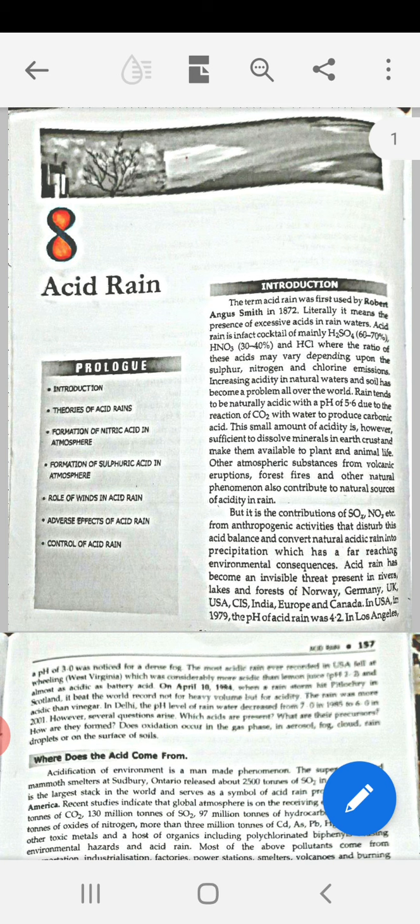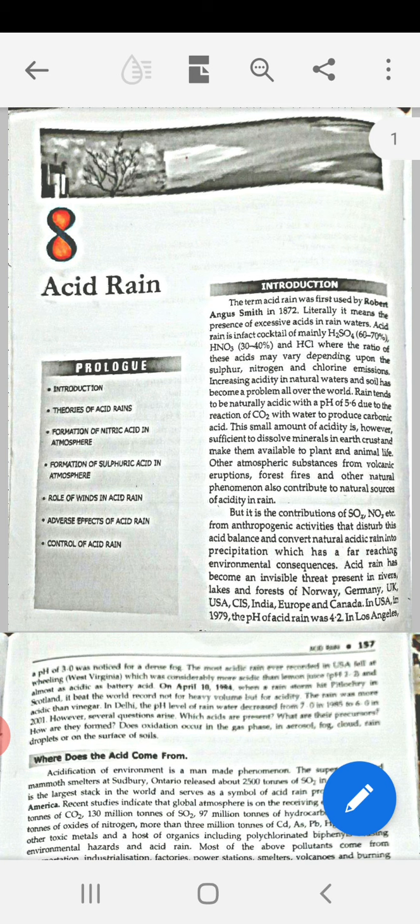Today I am going to start another section of your Unit 3. This is acid rain. The term acid rain was first used by Robert Angus Smith in 1872. Literally it means the presence of excessive acid in rainwaters.